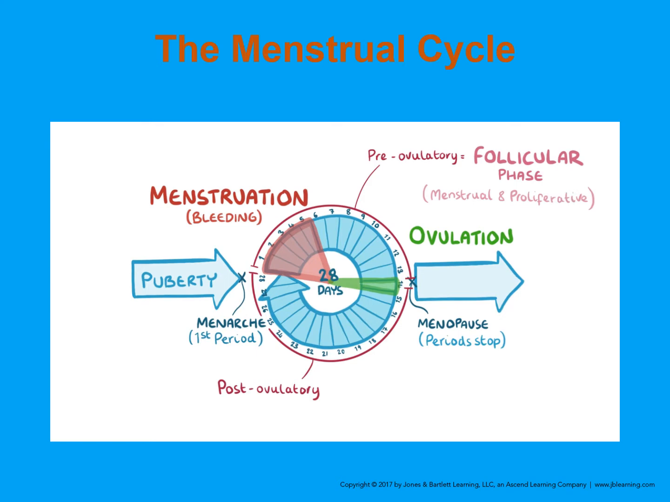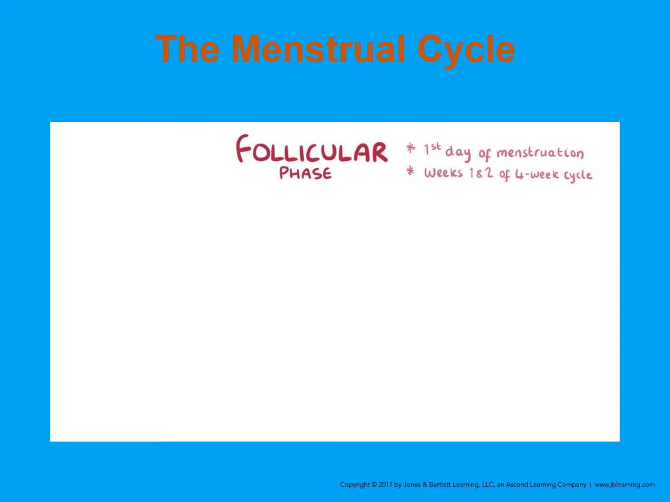Similarly, the 2 weeks following ovulation is referred to as the ovarian luteal phase, which also corresponds to the secretory phase of the endometrium. So let's first focus on the pre-ovulatory period, starting with the ovarian follicular phase. This phase starts on the first day of menstruation and represents weeks 1 and 2 of a 4-week cycle.